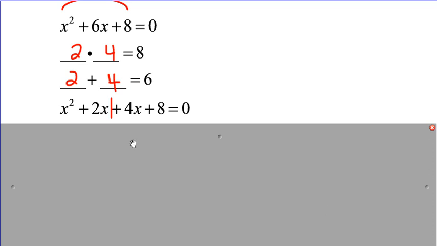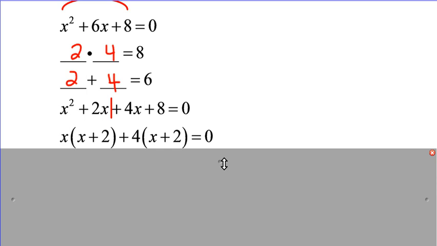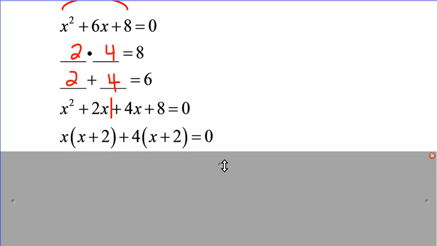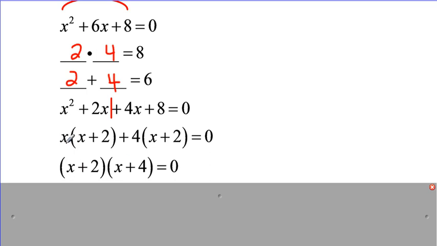And again, ask myself what's the most I can divide out from these two terms and the most I can divide out from those two terms in my equation. The first two terms I could divide out an x. The last two terms I can divide out a 4. So if you notice, they both have a factor of x plus 2. That's our common factor, which means our other factor would have to be x plus 4.